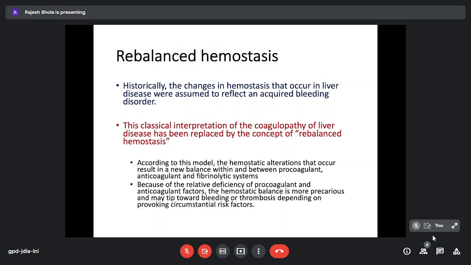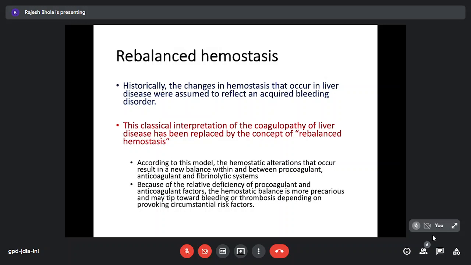So historically, what we believed is that the changes in hemostasis that occur in liver disease reflect an acquired bleeding disorder. But the classical interpretation of the coagulopathy of liver disease actually shows a very balanced state in a stable disease. So the concept of a probleeding status has been replaced by a rebalanced hemostasis. So what is this rebalanced hemostasis model?